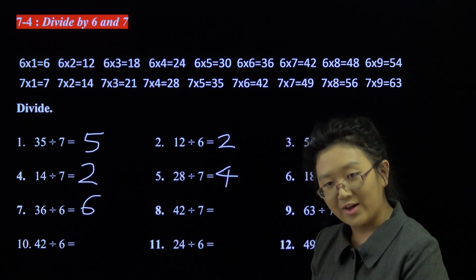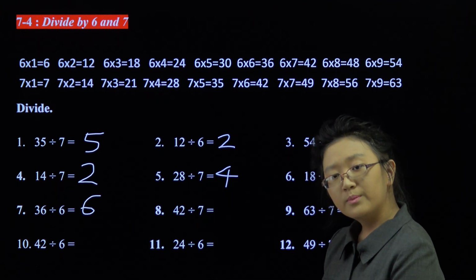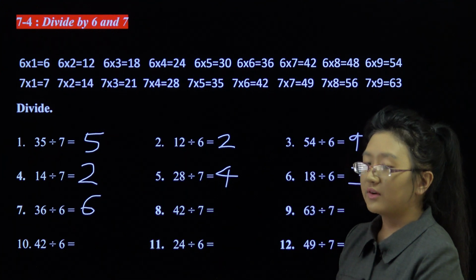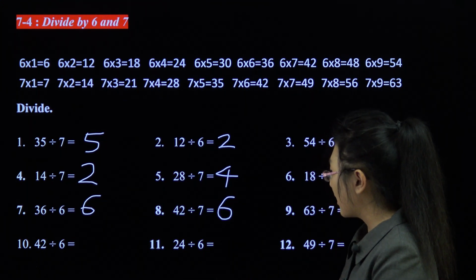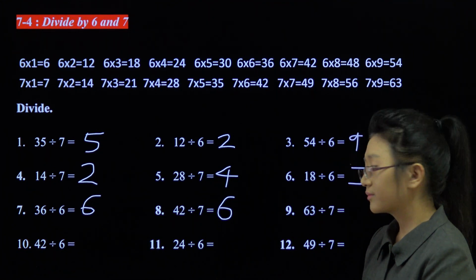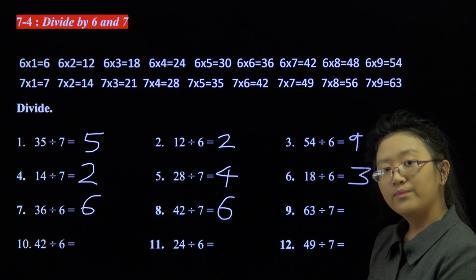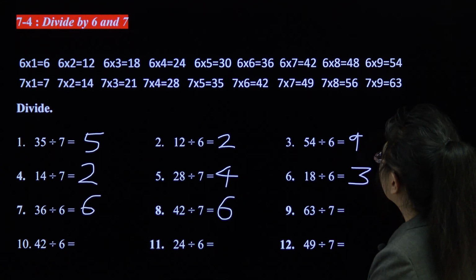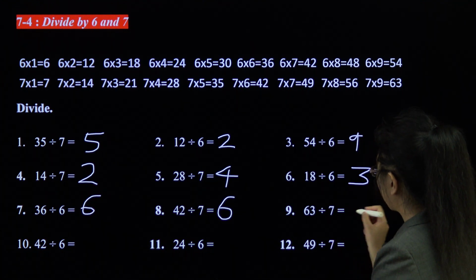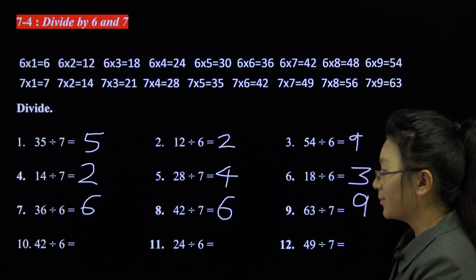42 divided by 7. 7 times what equals 42? 7 times 6 equals 42. 42 divided by 7 equals 6. 63 divided by 7. 7 times what equals 63? 7 times 9 equals 63. 63 divided by 7 is equal to 9.